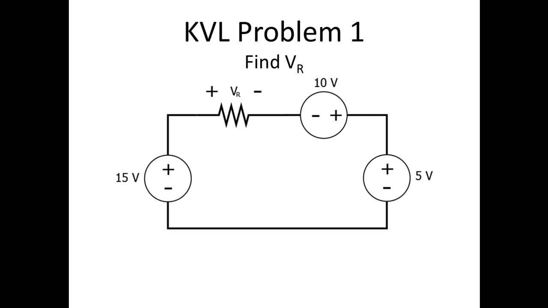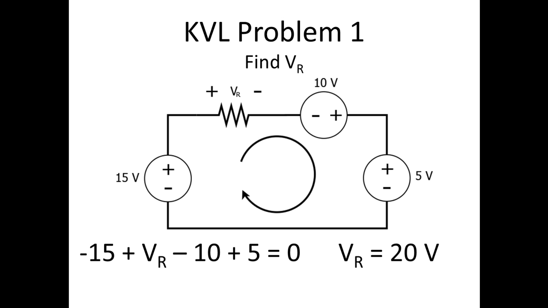Knowing this, let's try to use KVL to find VR in this problem. If we go clockwise, we can say negative 15 plus VR minus 10 plus 5 equals 0. This equation can be solved to say that VR is equal to 20 volts.